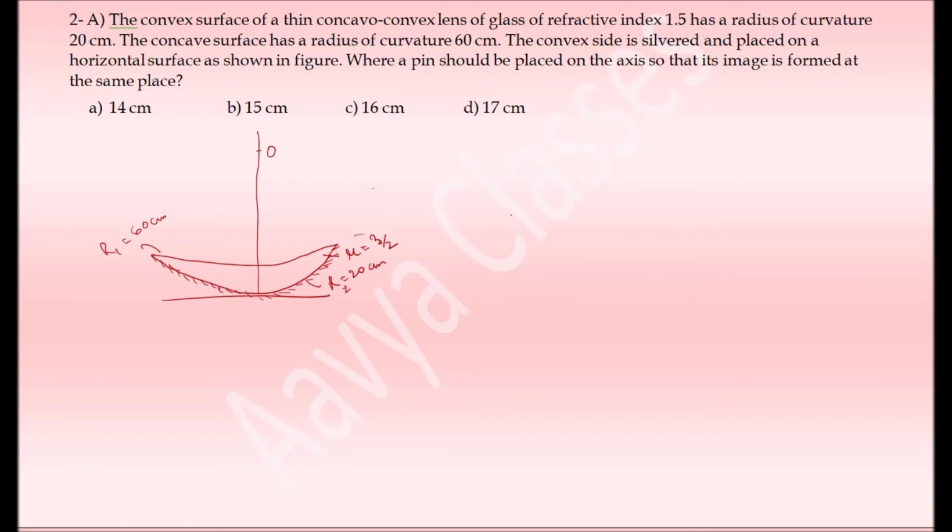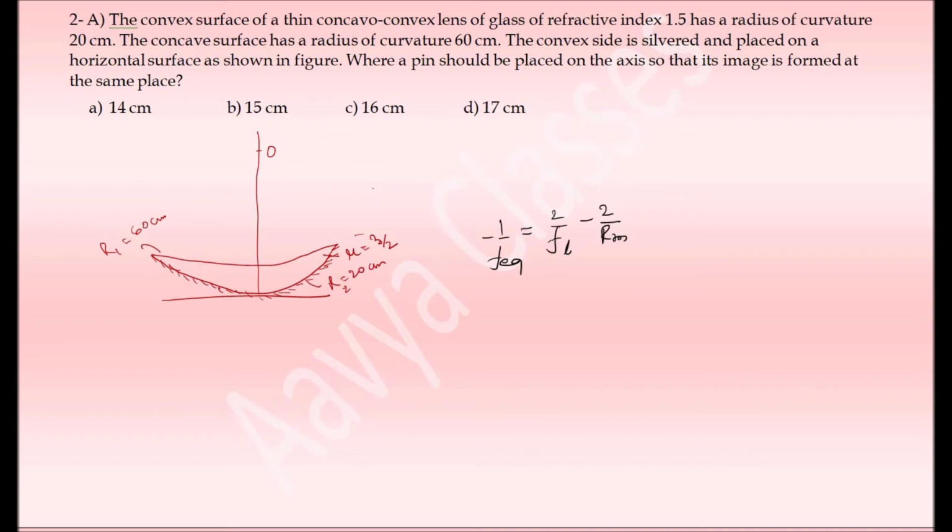So clearly in this case, suppose we replace this by a mirror, and the focal length of that mirror is F equivalent. Then minus 1 by F equivalent is equal to 2 by FL, where FL is the focal length of this concavo-convex lens, minus 2 by RM.